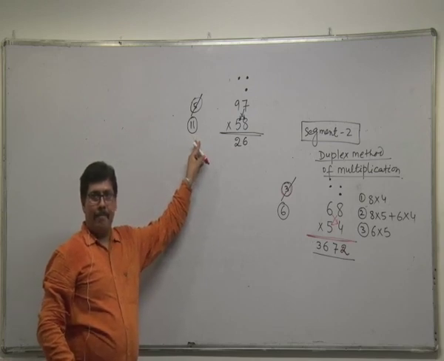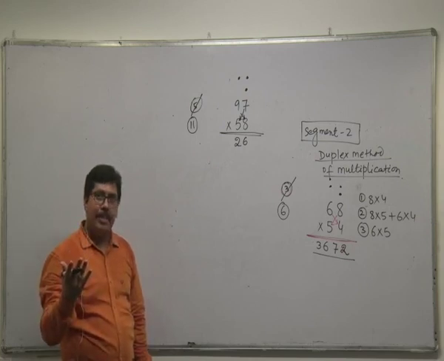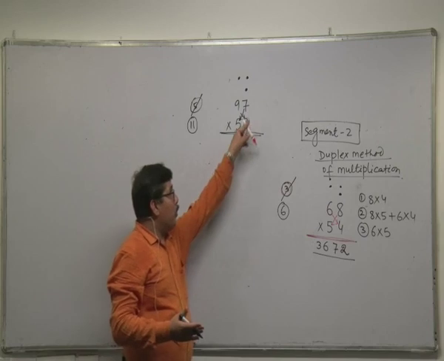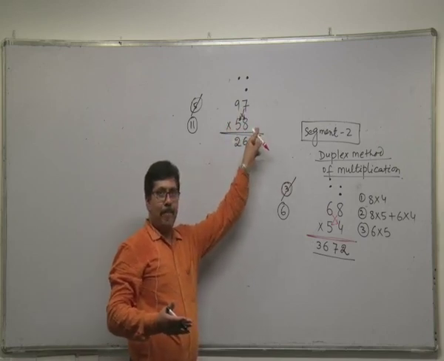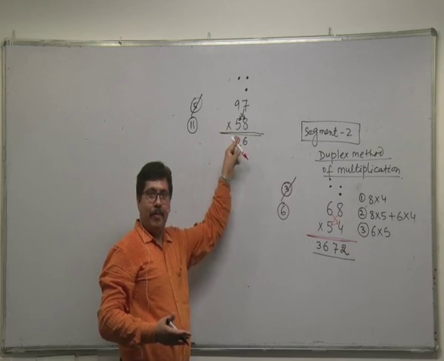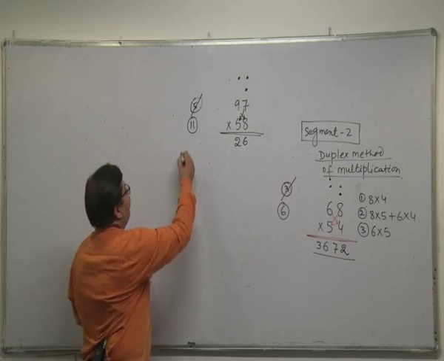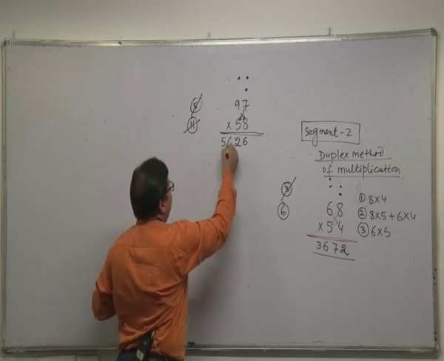Right? Now, what is the third step? Third step is just ignore 7 and 8 and move to 9 and 5. 9 5 ja 45, and 11 is your carryover. So 45 plus 11 is 56.